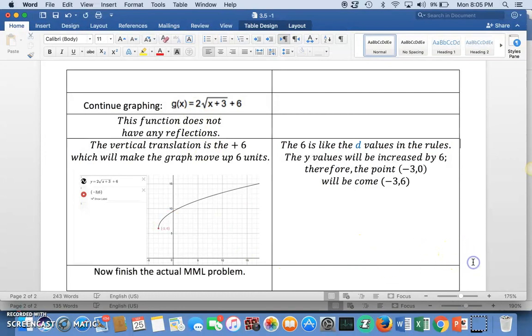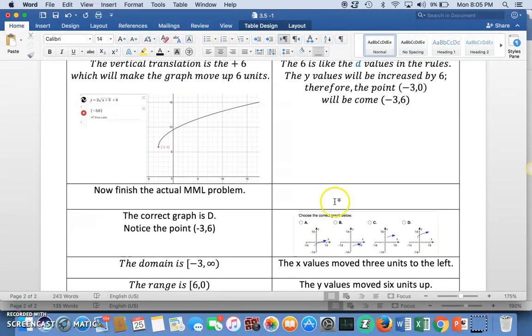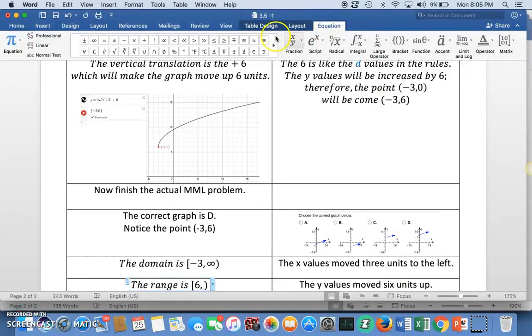Now you can finish with the MyMathLab problem. The correct graph here, really the only one that has the beginning point anywhere near the right location, is D, the -3, 6 point. Your domain would be from -3 to infinity. The range is from 6 to infinity. The domain and range both go to infinity.